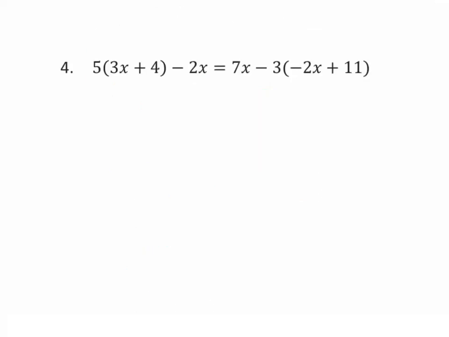All right, exercise number 4. Start by drawing a line through my sign and changing my minus signs to plus signs. There's only a couple of them. And the first thing I'm going to do is distribute parentheses, right?